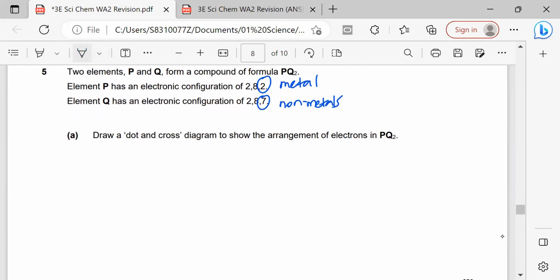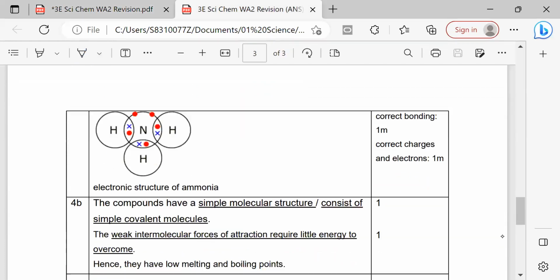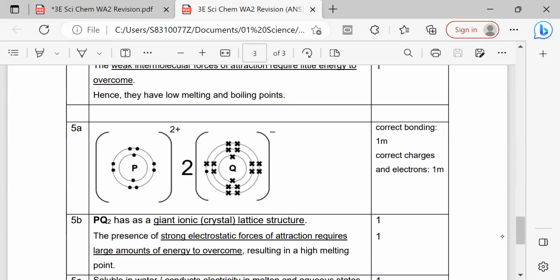So with that, draw a dot and cross diagram to show your arrangement. And because this is a compound formed between a metal and a non-metal, the kind of bonding that you should show will be that of the ionic bonding. So now I'm going to show you the diagram with the square brackets, and it will look like this, where you have 1 P ion and 2 Q ions. So in your diagram, make sure that you have the dots as well as the crosses that are featured. You also have shown your square brackets and the charges of the various particles.